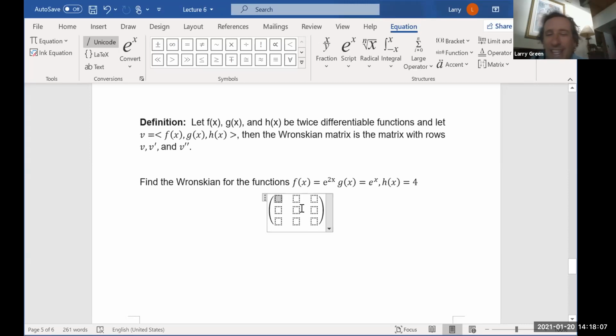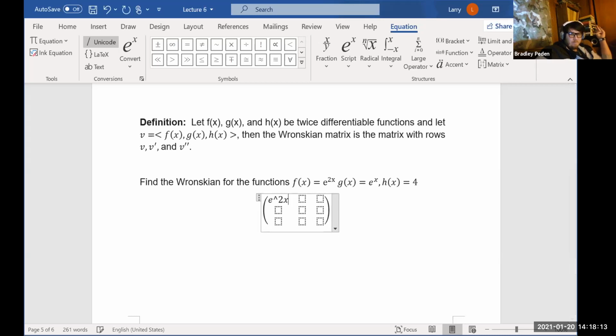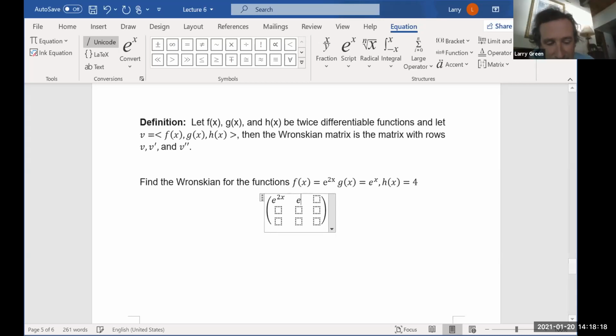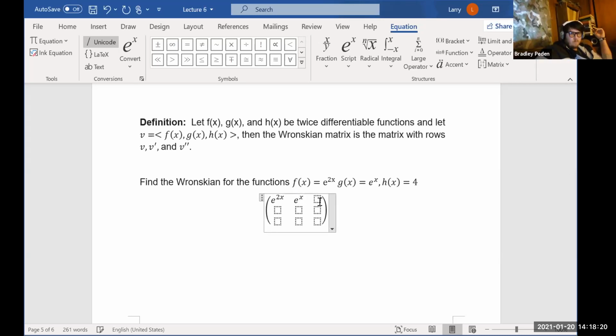That's supposed to be really easy. E to the 2x. Yeah, e to the 2x. E to the x and 4. E to the x. And 4.